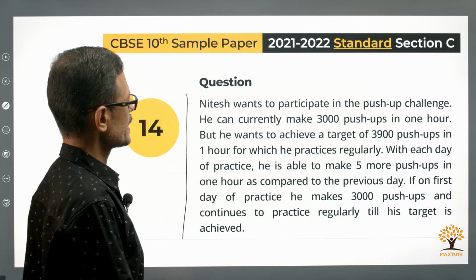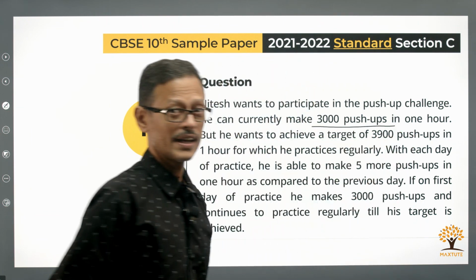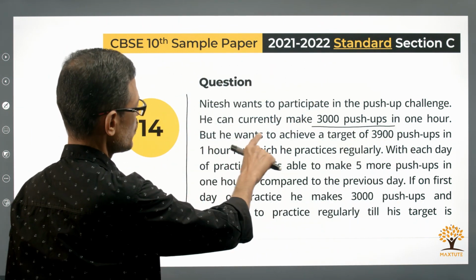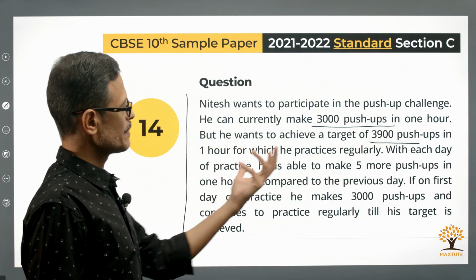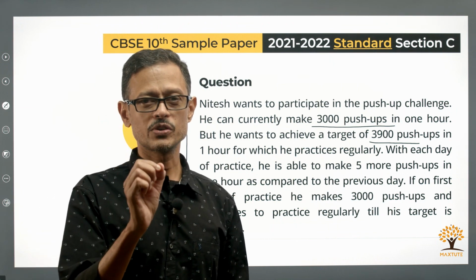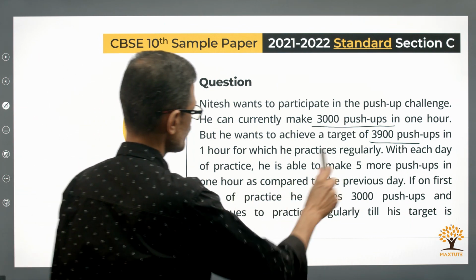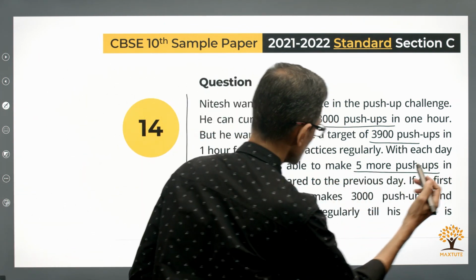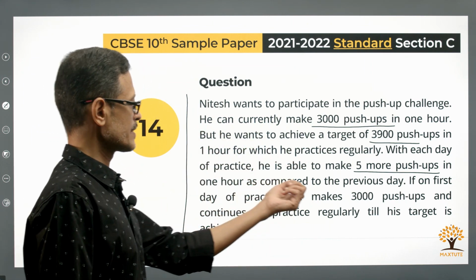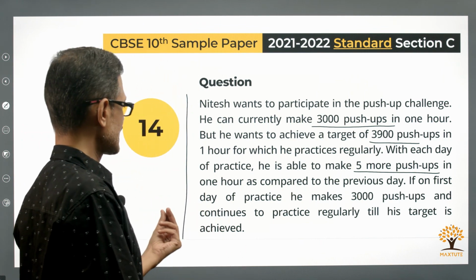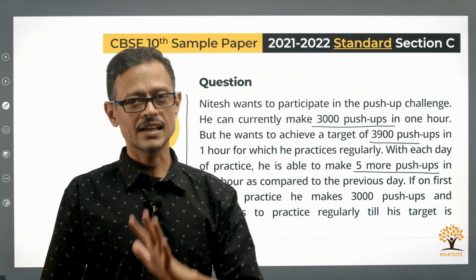Nitesh wants to participate in the push-up challenge. He can currently make 3,000 push-ups in 1 hour. That's a lot for an hour. But he wants to achieve a target of 3,900 push-ups in 1 hour, for which he practices regularly. He's right now doing 3,000 push-ups in an hour. He wants to take it up to 3,900 each hour. With each day of practice, he is able to make 5 more push-ups in an hour as compared to the previous day. If on the first day of practice, he makes 3,000 push-ups and continues to practice regularly till his target is achieved, we need to solve the 2 questions that are asked subsequently.